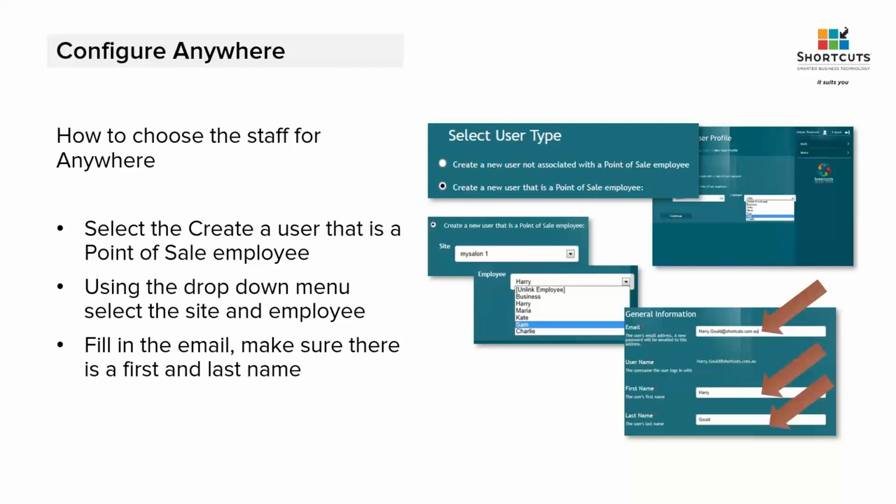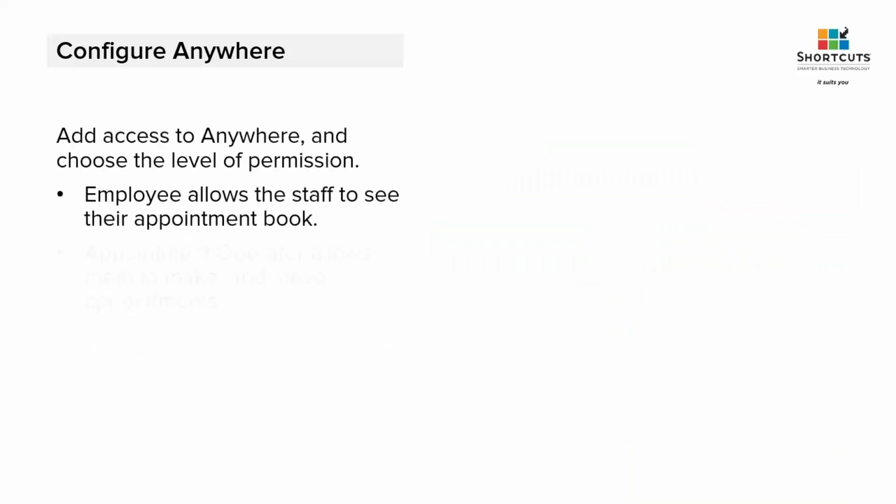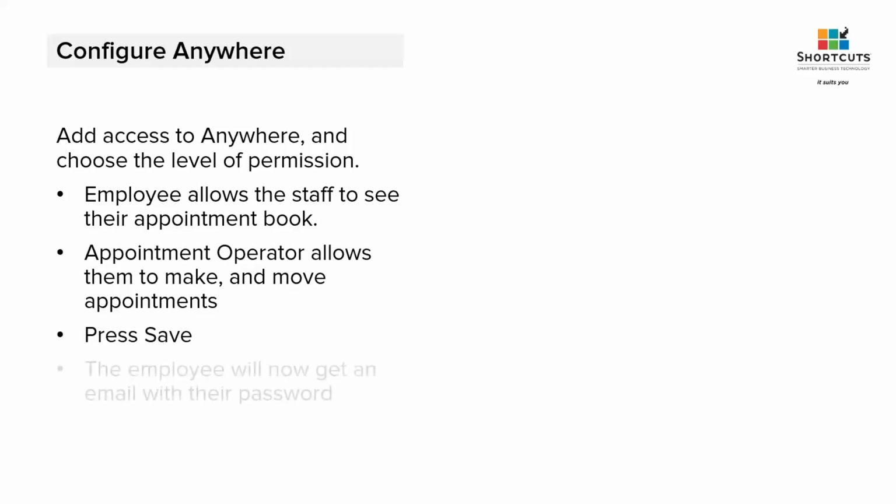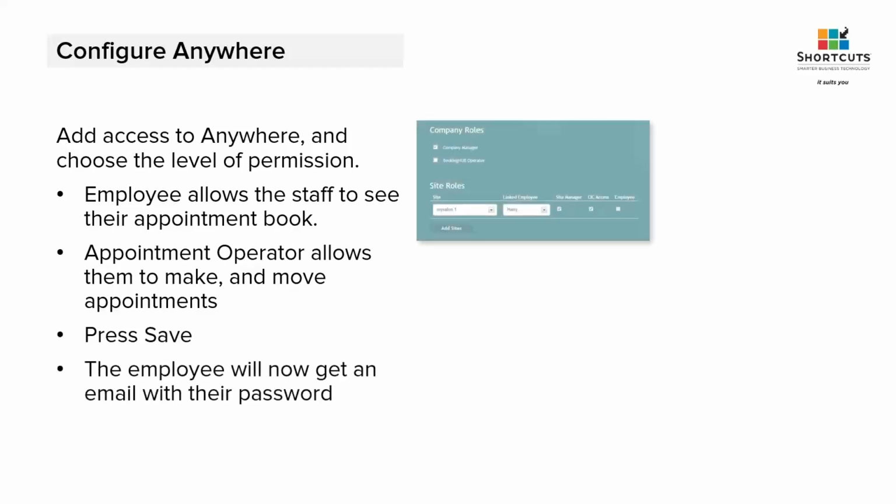So on the following window, after you choose the staff member, there's three important pieces of information you need to fill in. The email, which is what the employee will use to log into Anywhere, first name and last name. Now, first name and last name may auto-populate from your Shortcuts computer, but just make sure you also enter an email address. Then, at the bottom of the screen, this is where you set what permission levels you want to allow.